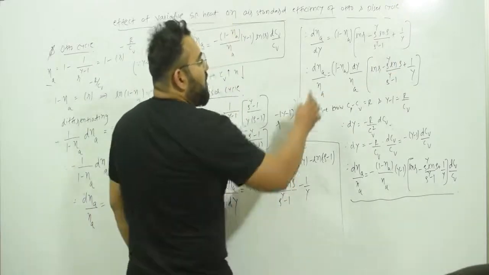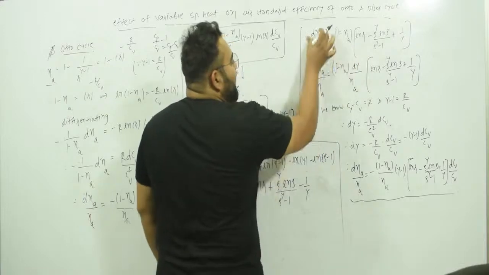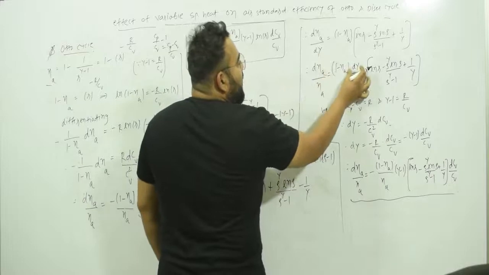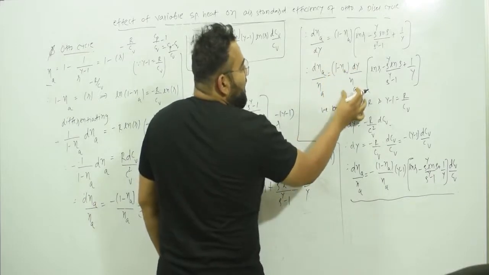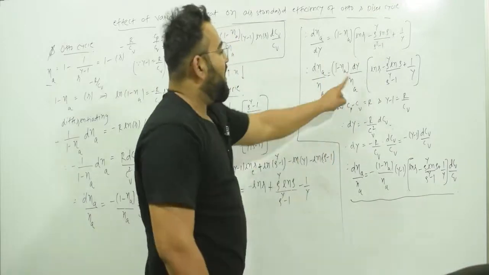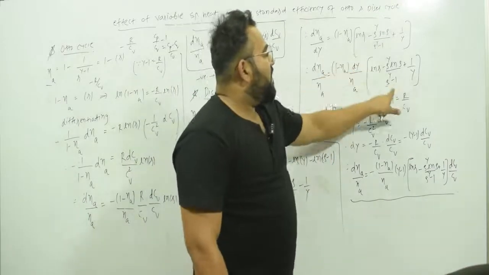Okay, now what we are going to do is divide both terms by eta. So d eta by eta. This d gamma will go up, so over here it will be 1 minus eta as it is, dividing both sides by eta. And I will just rearrange the terms. The other terms will remain as they are.